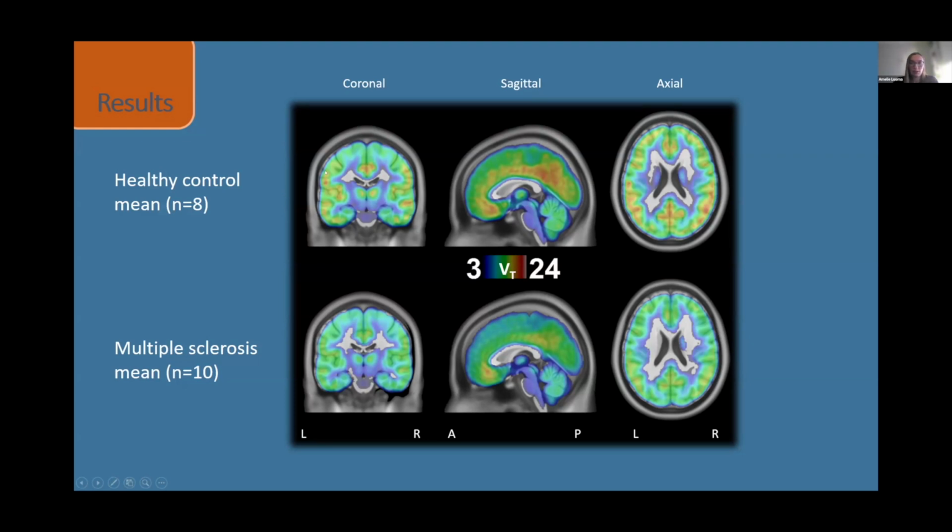And the PET image here represents VT, the volume of distribution, a measure of the synaptic density. And the higher the number goes, the more synapses we assume in that area. So in terms of the color code, the more red or yellowish we see in these areas, the more synapses there are. And when we now compare these two rows, we can clearly say that the healthy control group seems to have more synapses than the MS group.